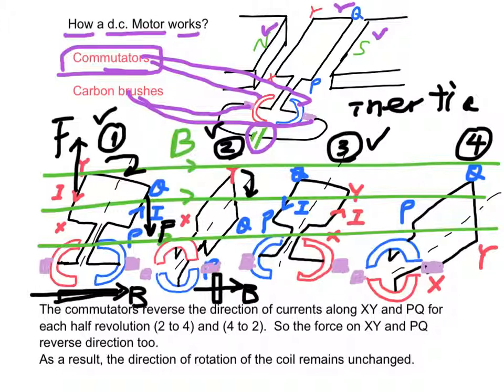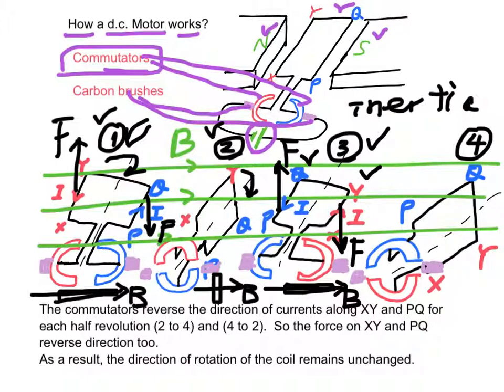In stage 3, the plane of the coil is again parallel to the magnetic field. However, the positions of XY and PQ are interchanged as compared with stage 1. In this case, the current in XY is reversed compared with stage 1. Therefore, the magnetic force on XY is now downward. However, the magnetic force on PQ will become upward. In this case, the coil still rotates clockwise.